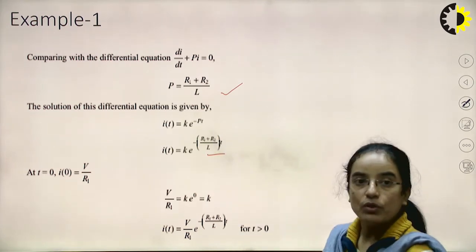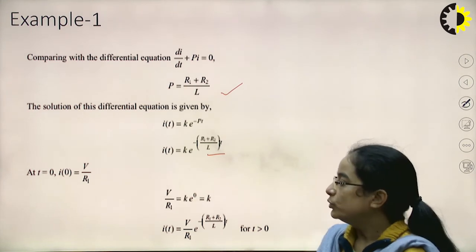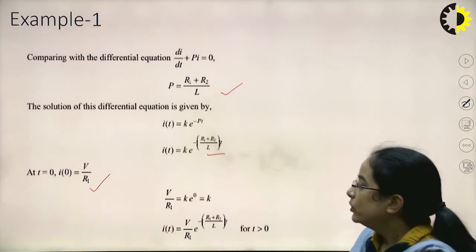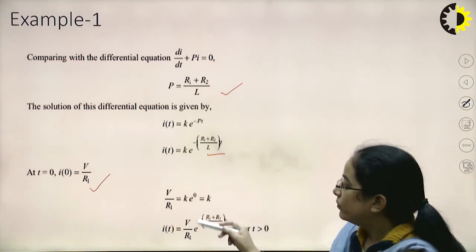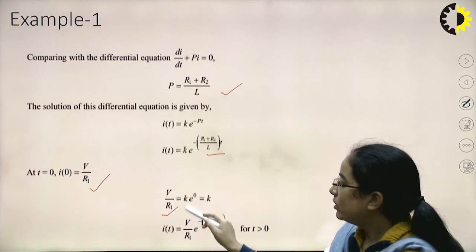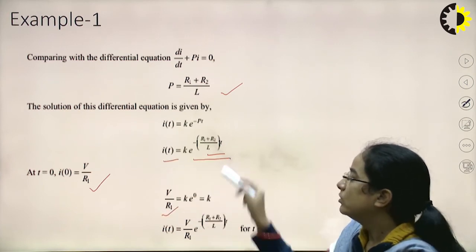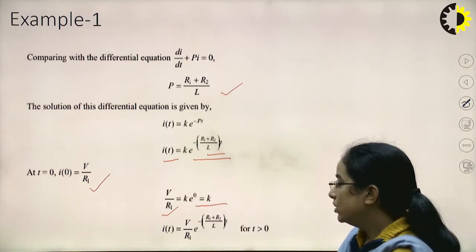Now we need to calculate the value of this constant K. At t equal to 0, the current is V by R1. So we will put t equal to 0 in this equation. V by R1 equals K e to the power 0, so K is V by R1.